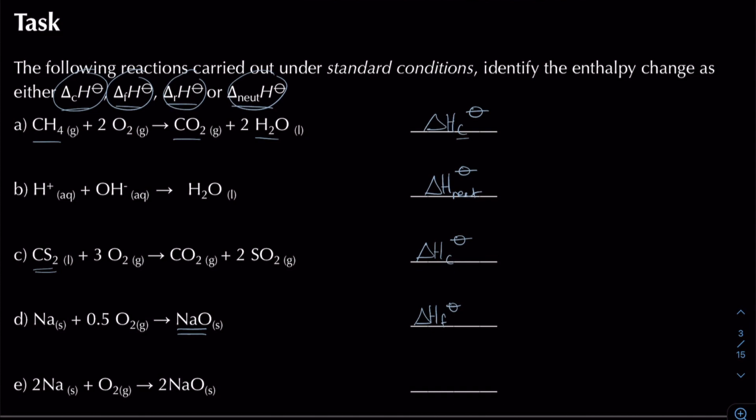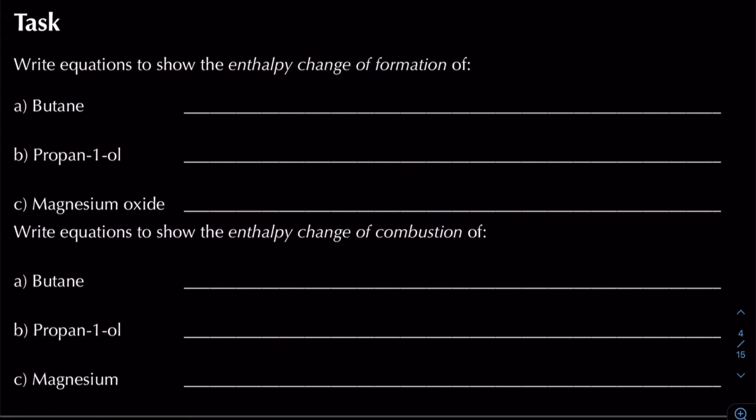If I were to look at the next one, I've got sodium reacting with oxygen and I'm forming sodium oxide, so it's not going to be combustion because I'm not actually burning 1 mole of fuel or 1 mole of a substance. It's not going to be formation because I'm not forming 1 mole of a substance, I'm forming 2. The only one that fits in is going to be the standard enthalpy change of reaction, which is going to look like this. So moving on, feel free to have a go at the following examples.